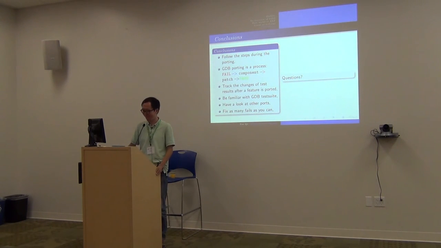Okay, here is the last page. So here are the conclusions. The first one, I think we'd better follow these steps to do the porting, otherwise it is hard to analyze why the test suites fail here and there. GDB porting is a process where at first you run the test suites and you get maybe 500 fails. I analyze some of them and map these fails to corresponding components. When you have done that, you can create a patch against the components, and then test the patch again, and maybe you can get a pass. So here is one iteration.